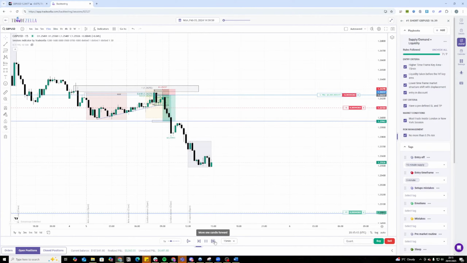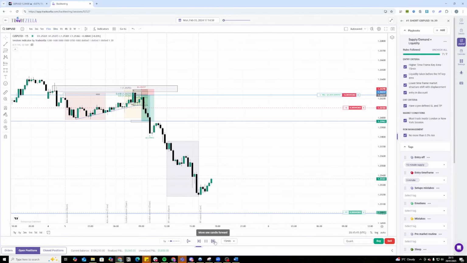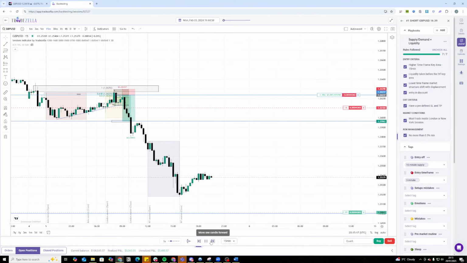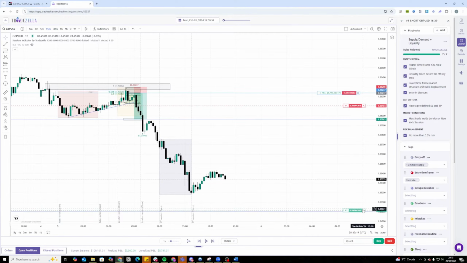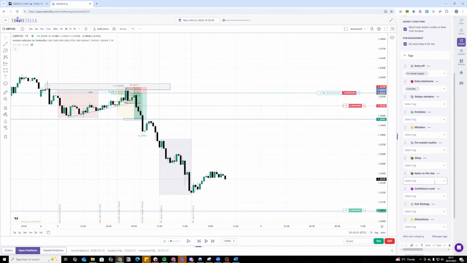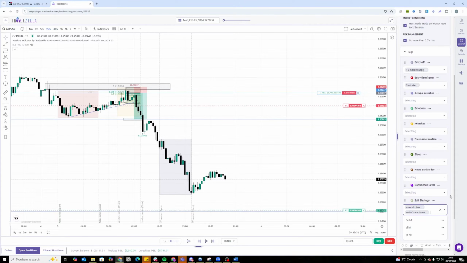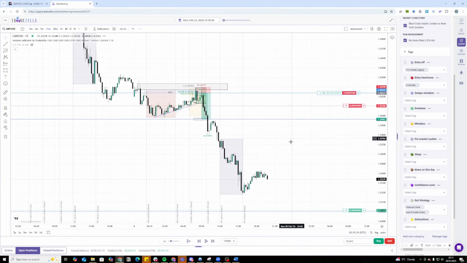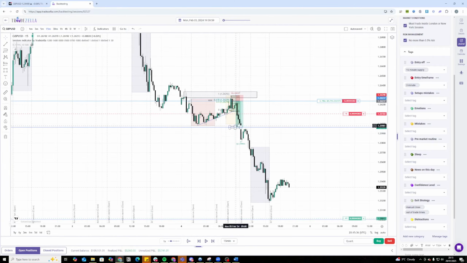So New York's just opened. We're getting quite close there. New York's closed. All right, so I'm closing this out because I don't like calling trades past New York. So exit strategy, manual close. And then I'm also just going to put out of trade times for the reason, just so I know when I come back to it. And then I'm also just going to take a screenshot of this and annotate it.